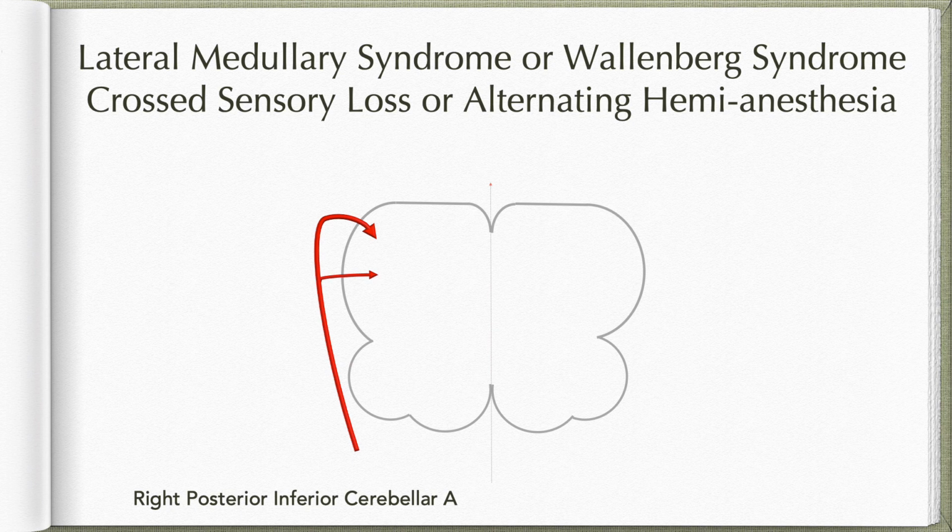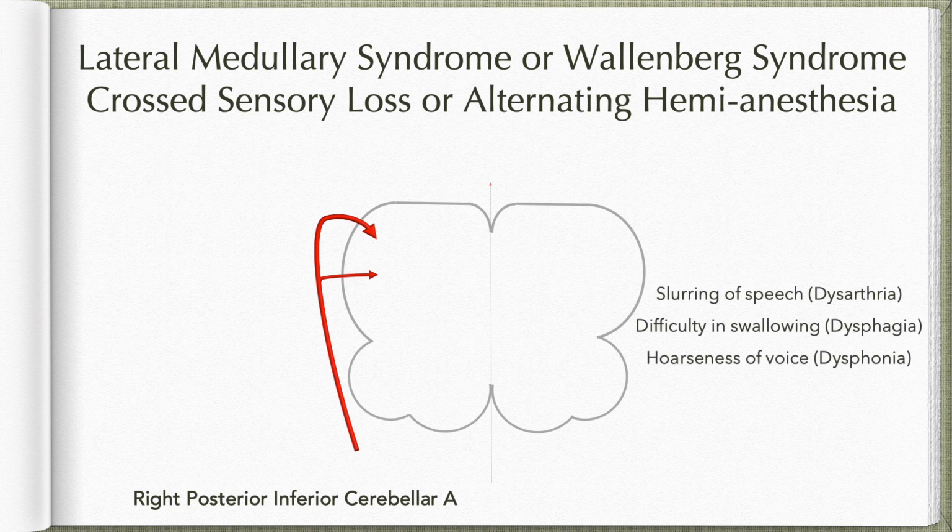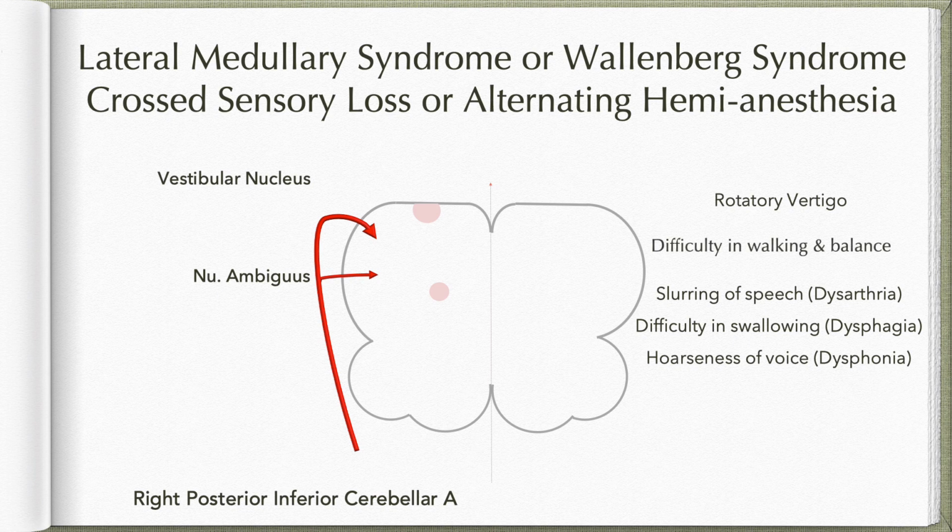Okay, so let us look into the set of symptoms she came up with: slurring of speech or dysarthria, difficulty in swallowing or dysphagia, hoarseness of voice or dysphonia. Now this is because of the involvement of the nucleus ambiguus. She also presented with rotatory vertigo, chakkar aa raha hai. Now that is because of the involvement of the vestibular nucleus. Then she had difficulty in walking and balance. It's because of the involvement of the inferior cerebellar peduncle, which will be carrying all the fiber bundles from the spinal cord, that is the spinocerebellar tracts, to the cerebellum.